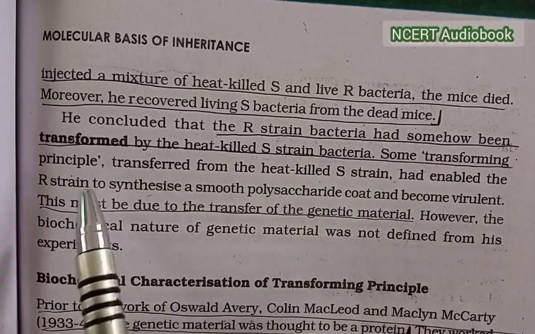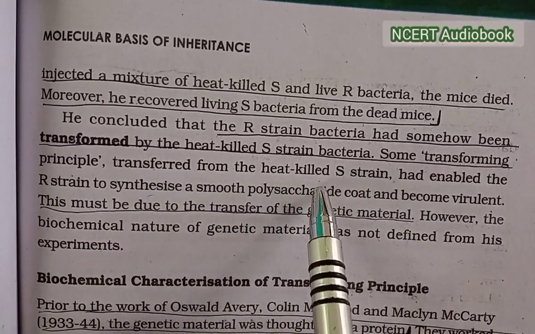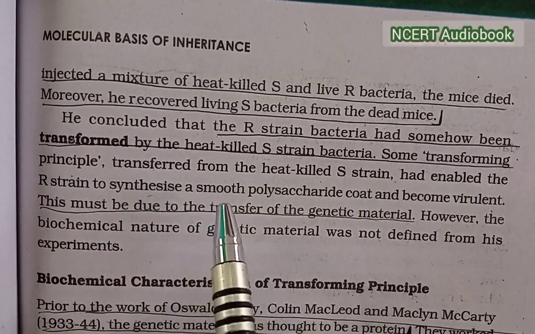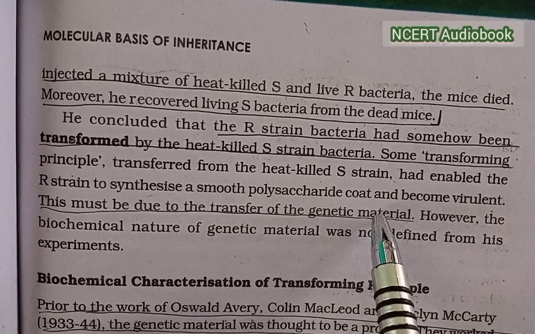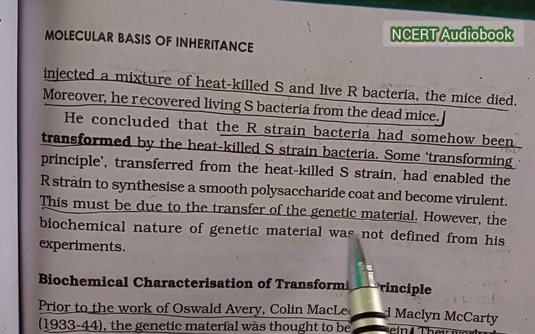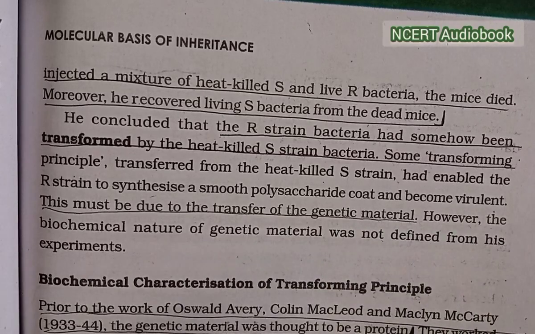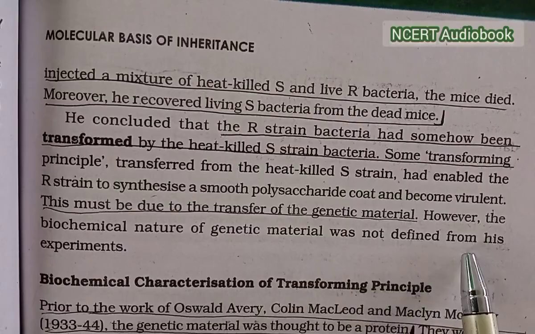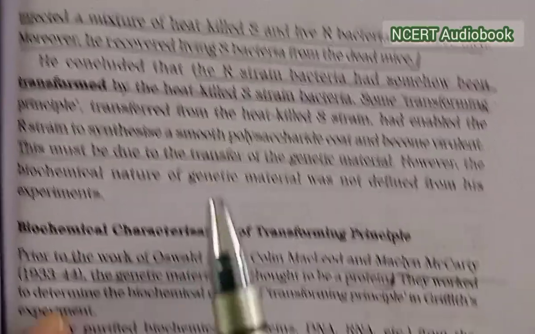Some transforming principle transferred from the heat-killed S strain had enabled the R strain to synthesize the smooth polysaccharide coat and become virulent. This must be due to the transfer of the genetic material. However, the biochemical nature of the genetic material was not defined from this experiment.